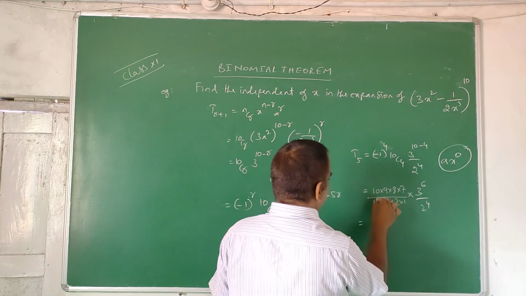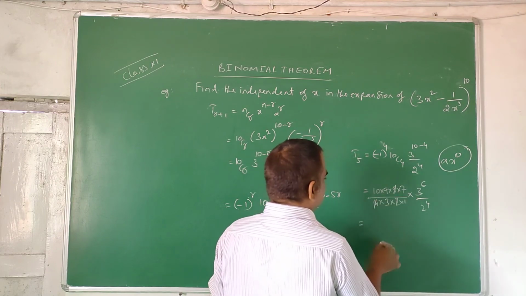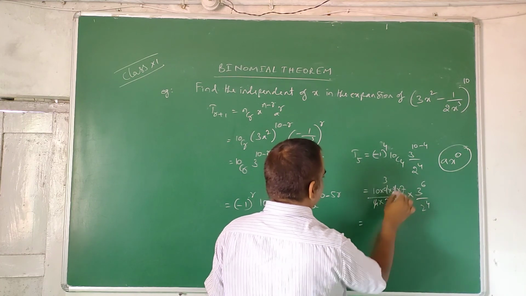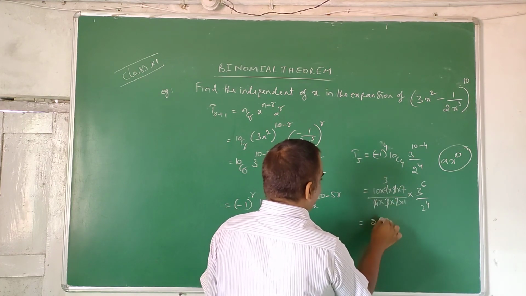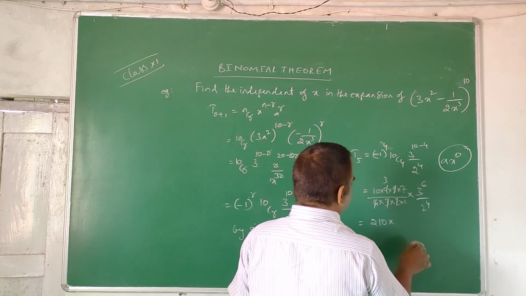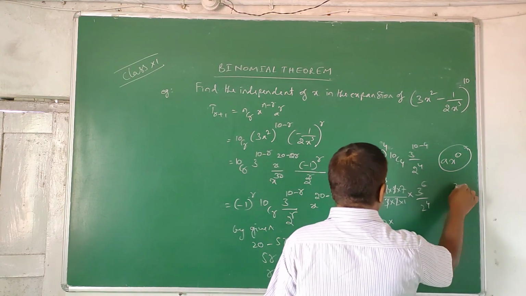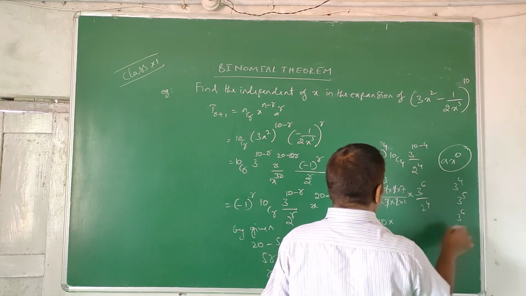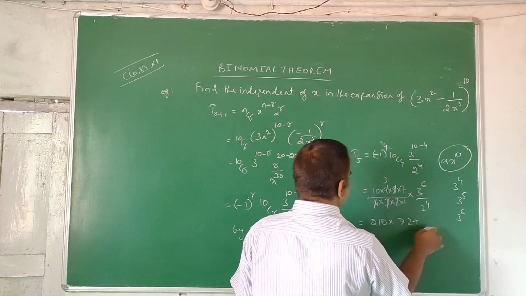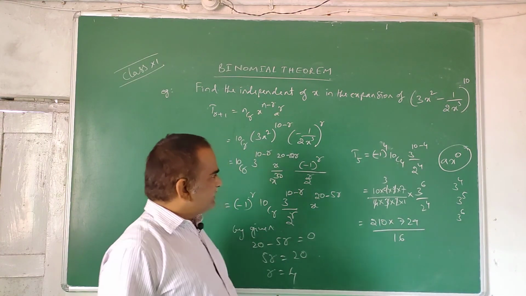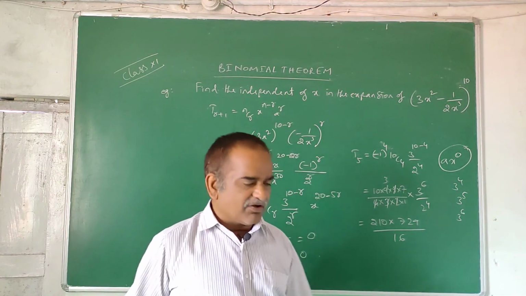So this is 4 2s are 8, 8 get cancelled. So 3 3s are 9. So 3 7s are 21 into 10, 210. 210 into 3 power 6. 3 power 4 is 81, 3 power 5 is 243, 3 power 6 is 729 by 16. So if you further simplify, whatever you get, that is the term independent of x. Understood?